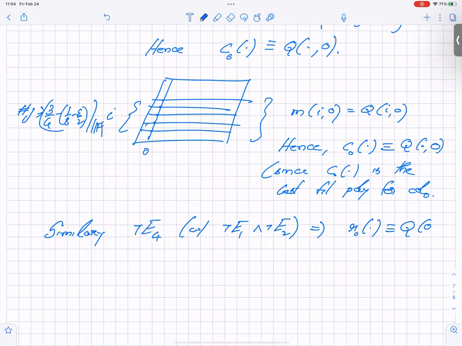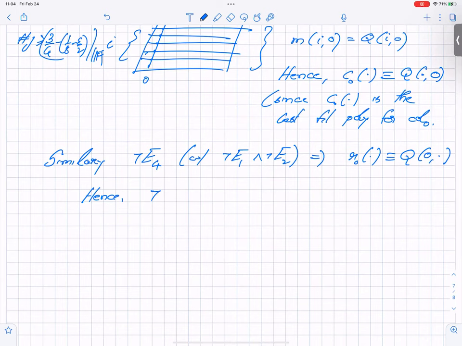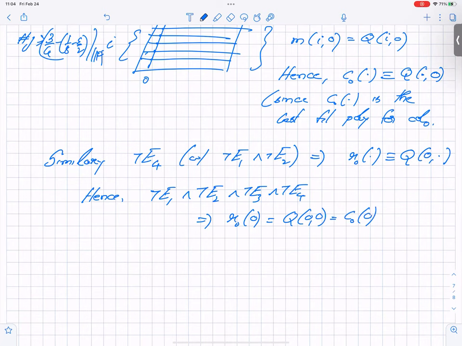R0, and hence all of these things are equal to Q0. Not E1 and not E2 and not E3 and not E4 implies R00 equals Q00 equals C00. And that's the conclusion.